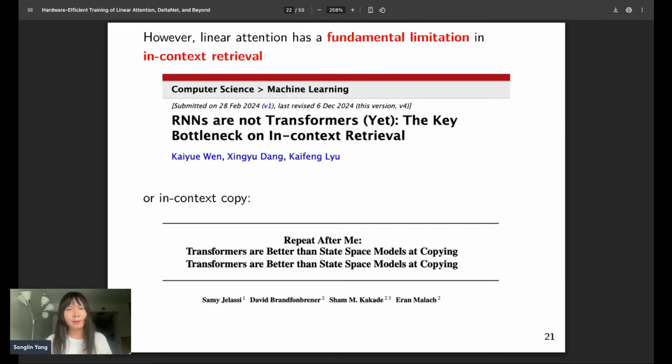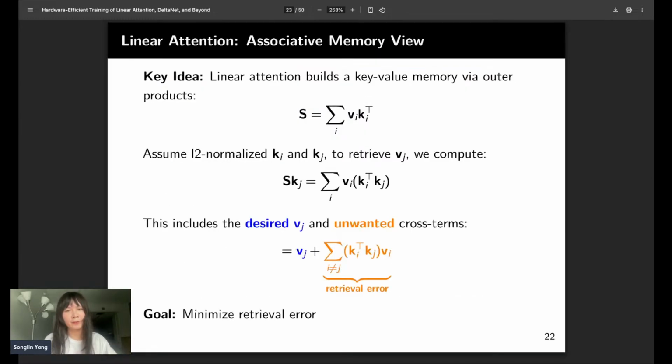Because these methods perform very poorly in in-context retrieval, and in-context retrieval is very important for downstream tasks, previous work wanted to come up with a model to improve the in-context recall of these linear RNNs, which is DeltaNet. And I'm going to introduce DeltaNet in this session.